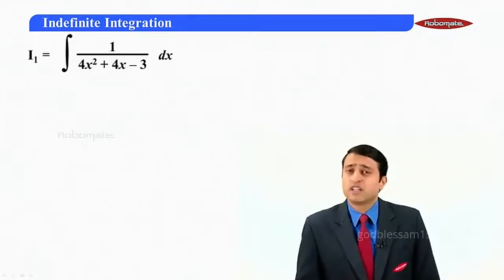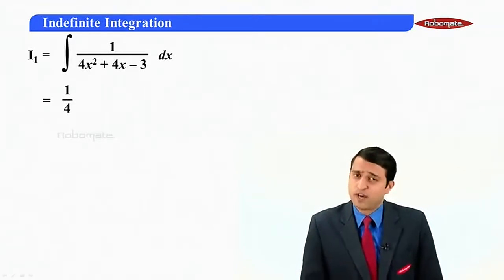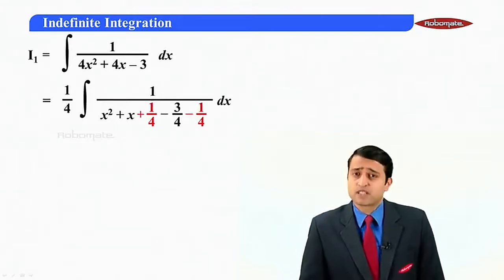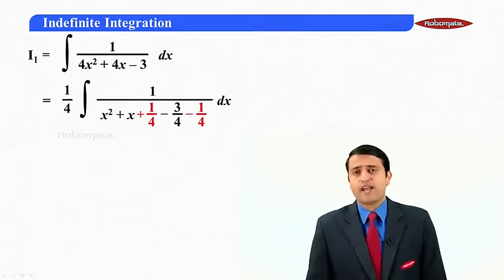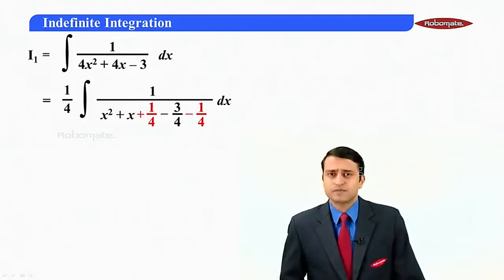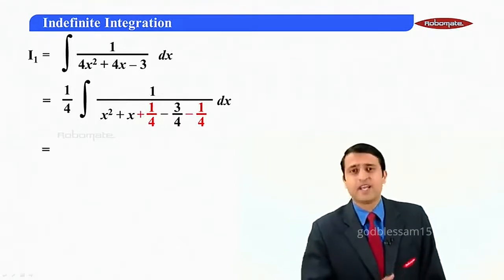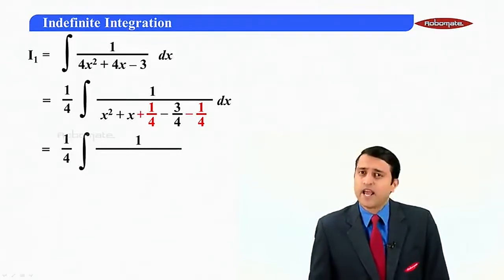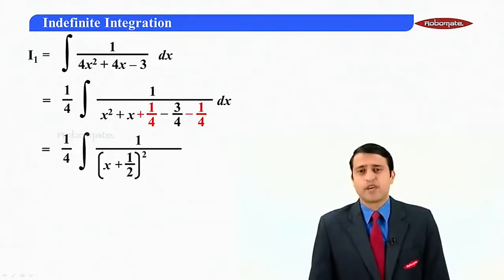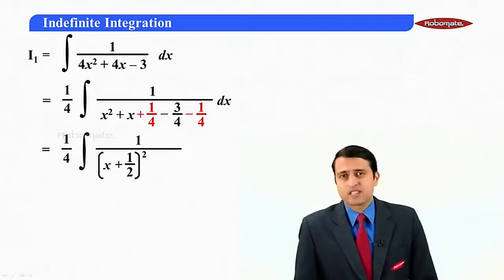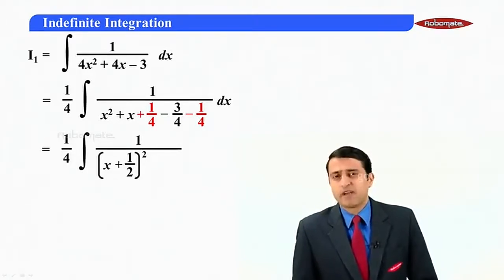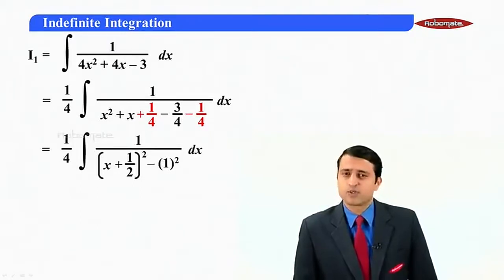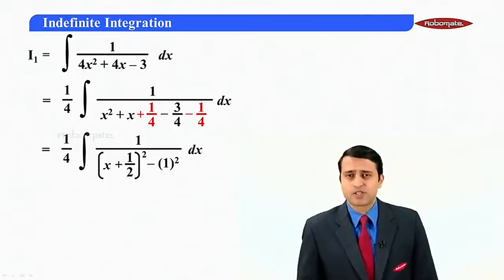Now let us see here. The first step is take 4 common. So 1 by 4 integral of 1 upon x square plus x plus minus 3 by 4, and we add and subtract 1 by 4 to make it a perfect square. Now my dear students, the first 3 terms can be written directly as x plus 1 by 2 the whole square. And if you see, minus 3 by 4 minus 1 by 4 is nothing but minus 1. So can I write minus of 1 the whole square? Is that okay my dear students?